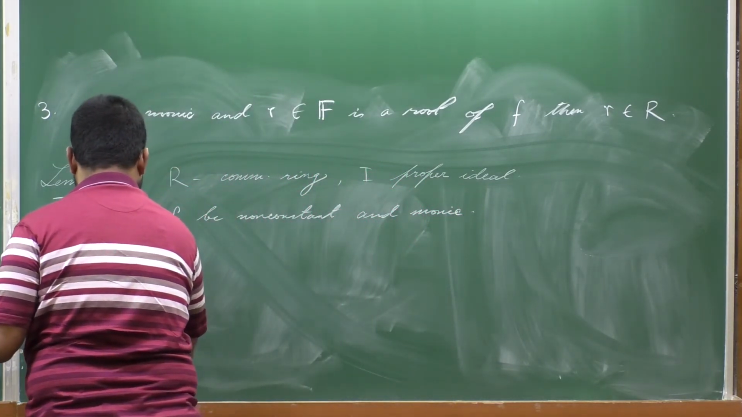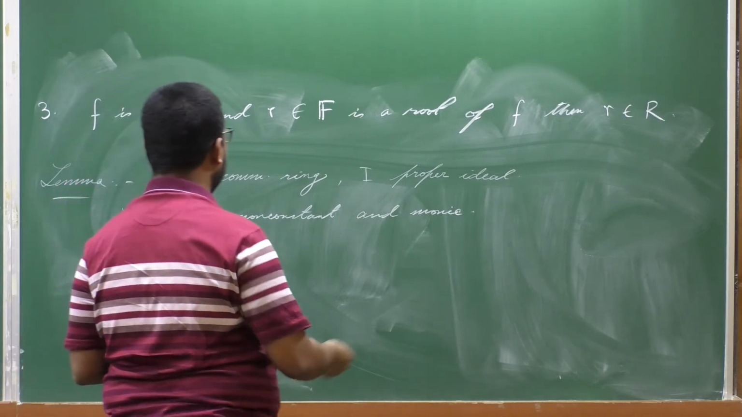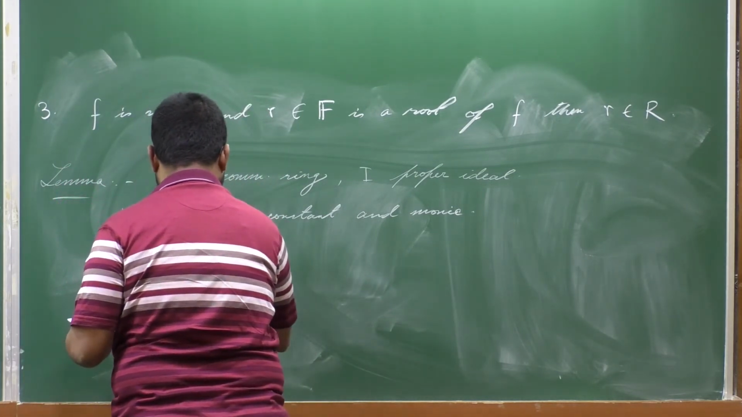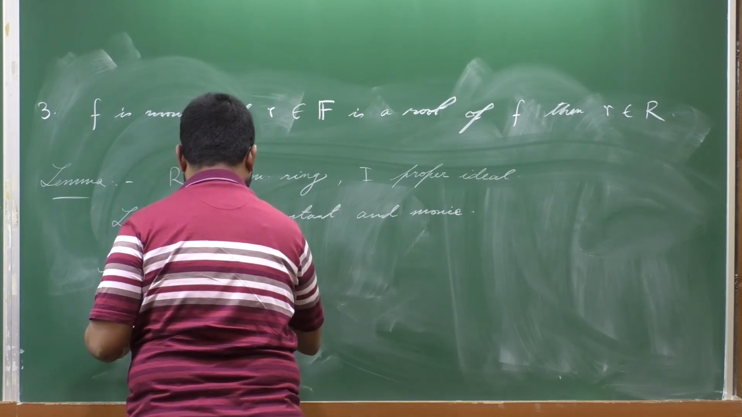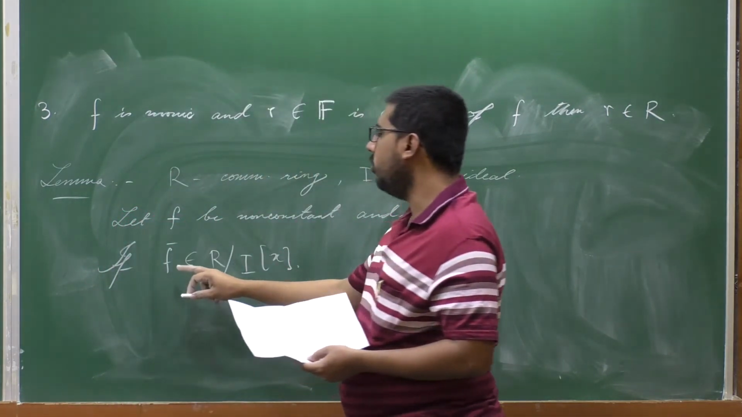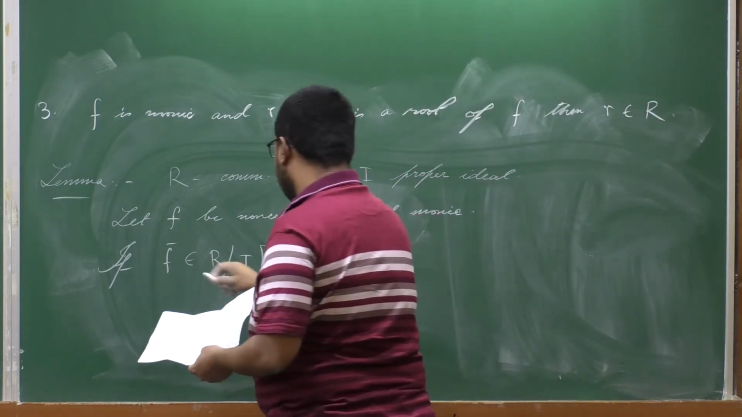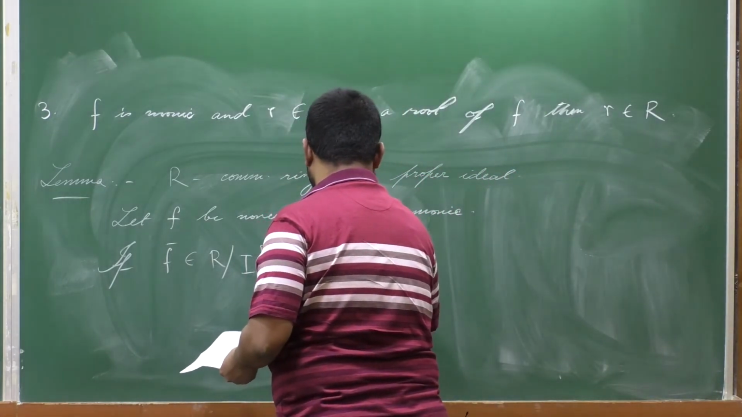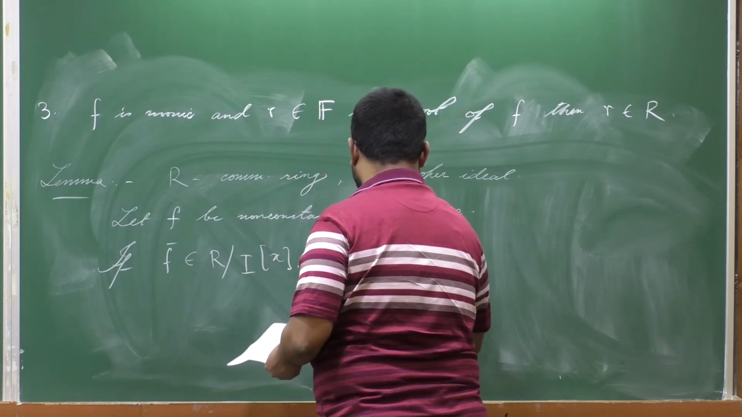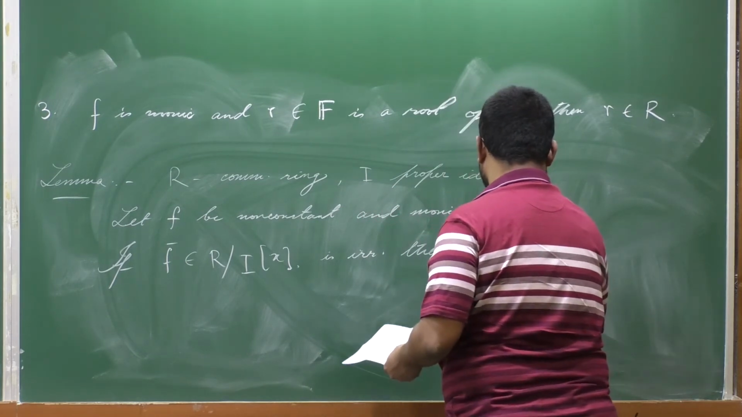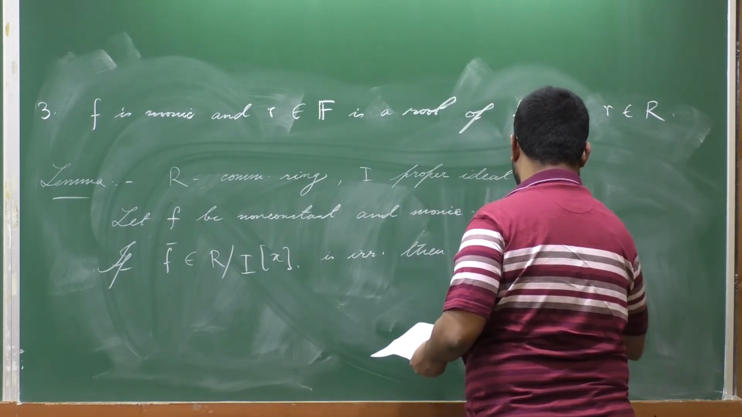If so, we can look at the residue of f modulo I. So we reduce the coefficients of f modulo I. If this turns out to be irreducible, then f is irreducible.